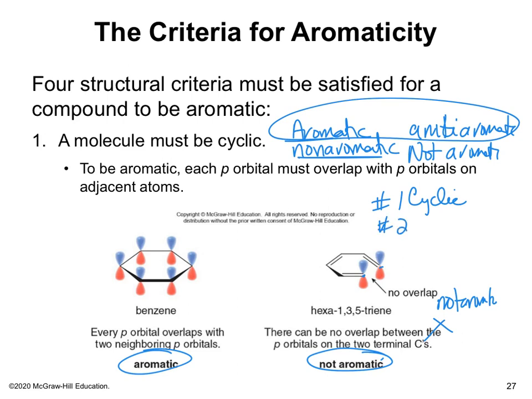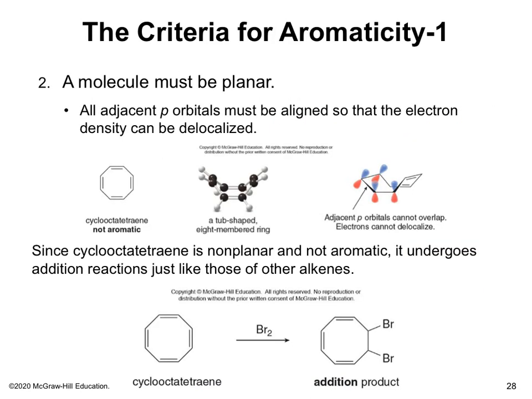Another two things you have to have are alternating double and single bonds. That means every carbon or element needs to be sp2 conjugated, and it has to be planar. So for number 3, you just make this 2. Number 2 is planar. You can make that 3 as planar.